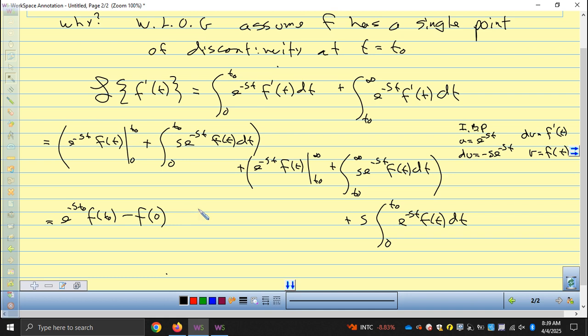And then we have a plus. When we evaluate this, we have the limit as t approaches infinity of e to the minus st f of t, minus, when we evaluate this at t0, minus e to the minus st0 f of t0. And then I get a plus s integral from t0 to infinity of e to the minus st f of t dt.